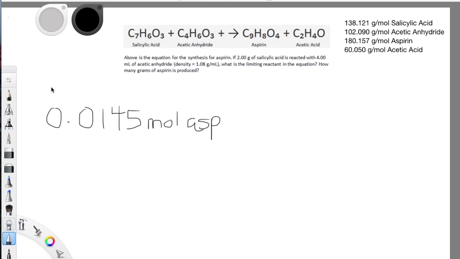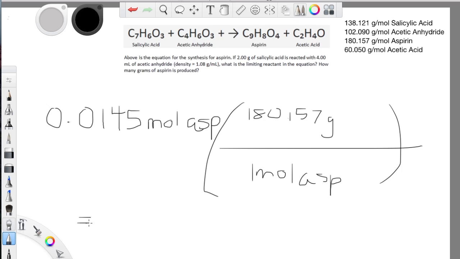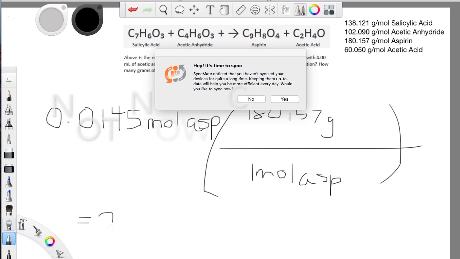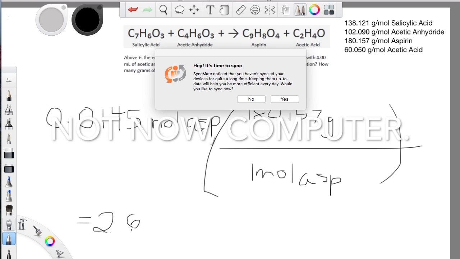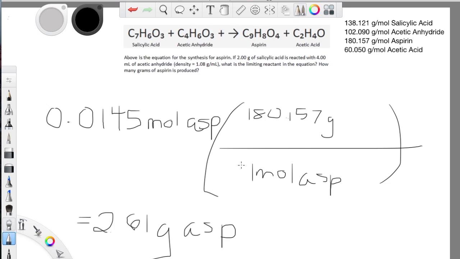So we're going to use a conversion factor also to find the amount of aspirin that we're going to produce. 180.157 grams per mole is the molar mass of aspirin. So we're going to multiply 0.0145 times the molar mass of aspirin. Once we calculate that, we end up with 2.61 grams of aspirin. Now remember, we want to use the right amount of significant figures here when we give our answer.